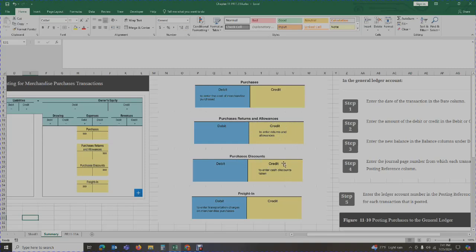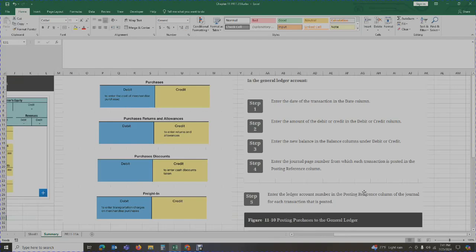Purchases discounts is going to be credited, and then our freight in, this is to enter any transportation charges on the merchandise purchase. So if we make a purchase and it gets shipped, we have to incur the shipping costs. That would be a debit to the freight in account. Okay. Like I stated, we are going to be posting to your general journal and your general ledger.